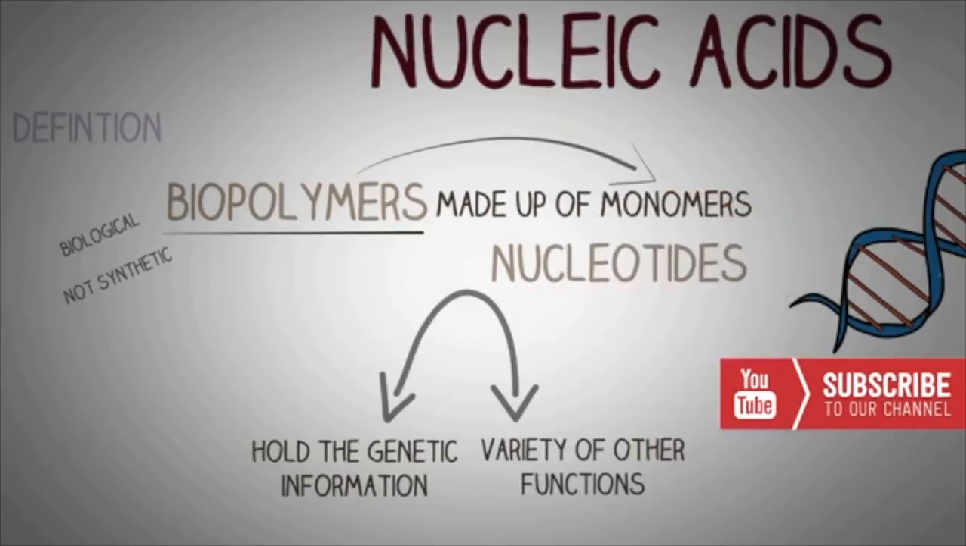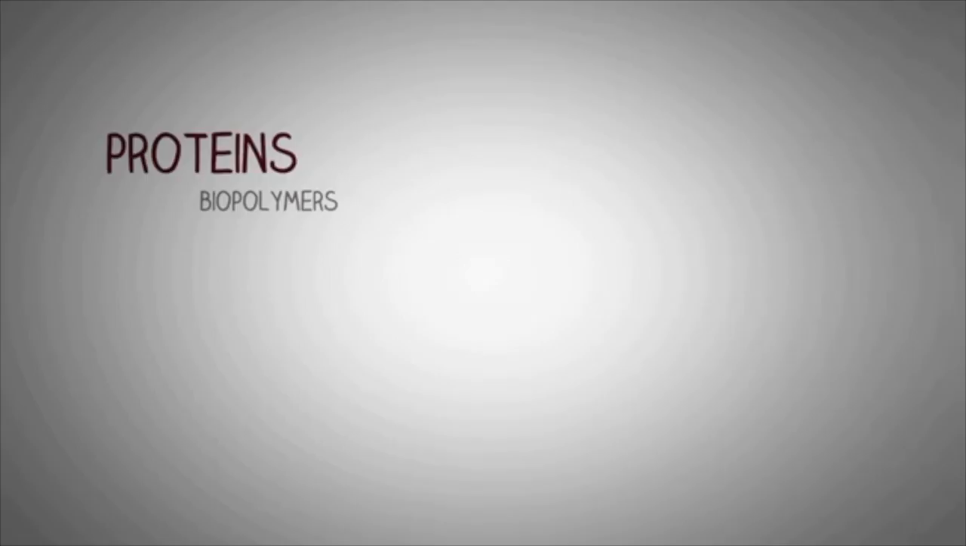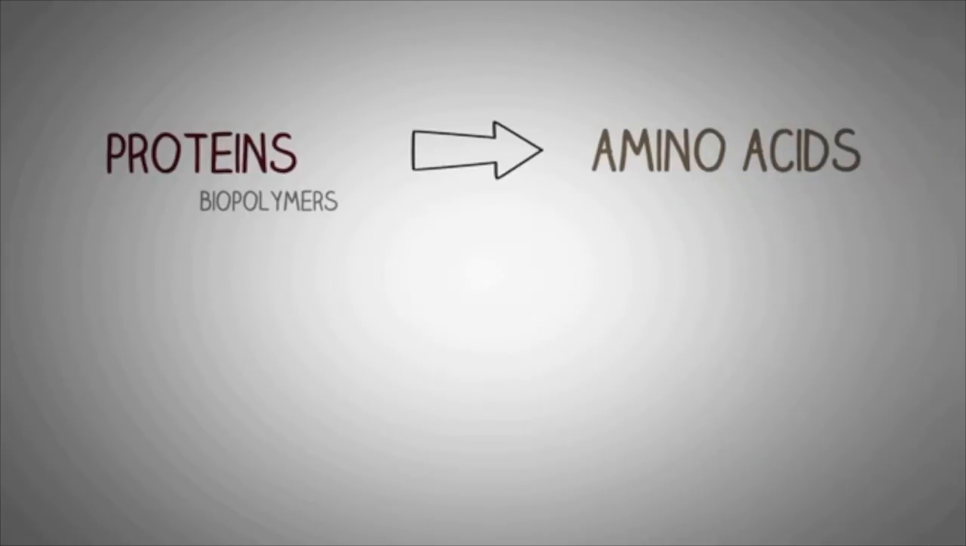They are polymers, which means they are made up of repeated units called monomers, which in this case are nucleotides. Now take this example. We have many different types of biopolymers in our body. One of them is the proteins, and most of you know that proteins are made up of repeated units called amino acids.